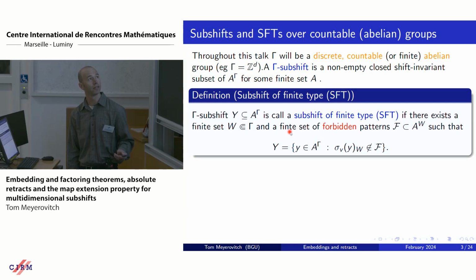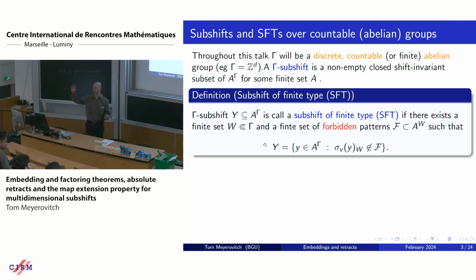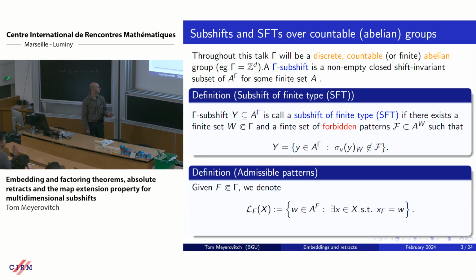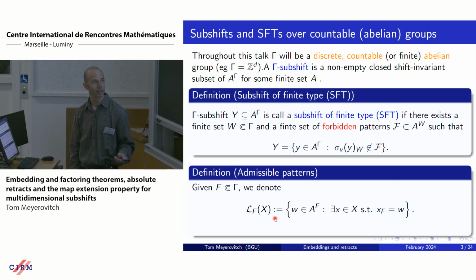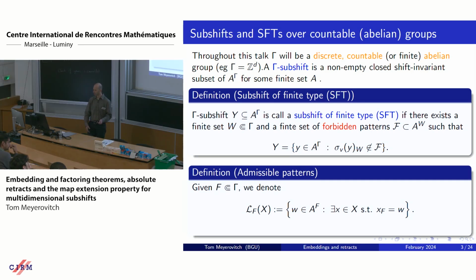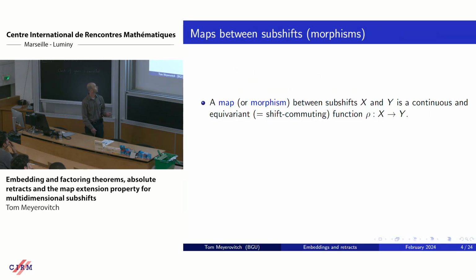And a subshift of finite type is defined by a finite set of forbidden patterns. So W is like the window you're looking at, and whenever you slide this window, you don't see something from a finite forbidden set of patterns. And this is mainly for notation. Given a finite subset F of the group, L_F(X) is the set of admissible F-shaped patterns. Okay, that's just notation. So this is the usual slide, just for notation.